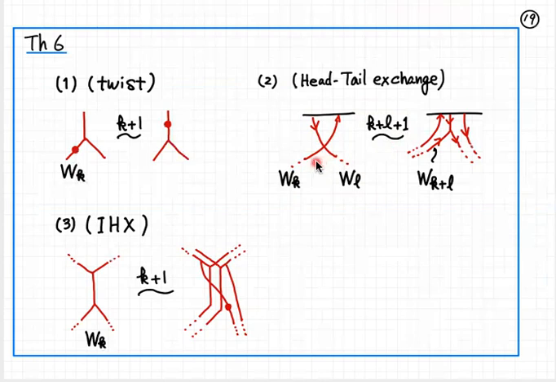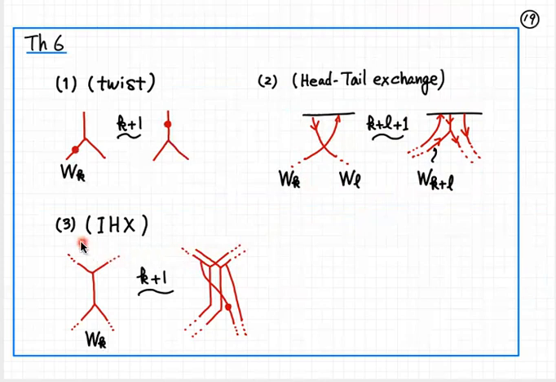Anyway, the position of head and the position of tail can be exchanged by adding a WK tree of degree K plus L, up to WK plus L plus one move. Anyway, this is the head tail exchange move.